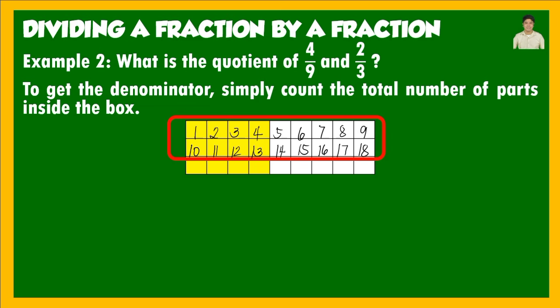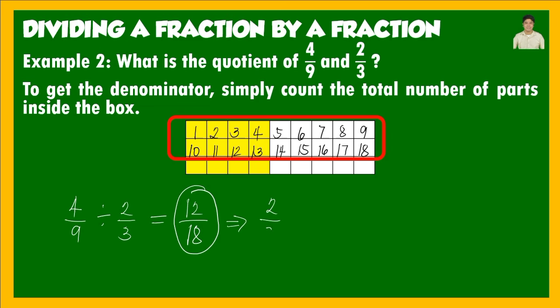So, what is the quotient of 4/9 and 2/3? So, yung nakuha po nating numerator kanina is 12. And then, ngayon naman, yung denominator natin is 18. So, our answer is 12 over 18. So, 12 over 18 can be simplified as 2/3. So, paano naging 2/3? Divide po natin both numerator and denominator by 6. So, our final answer should be 2/3.